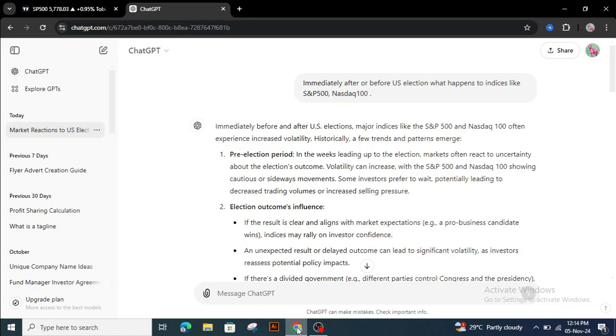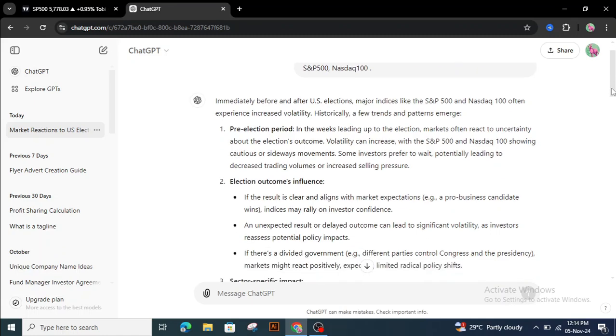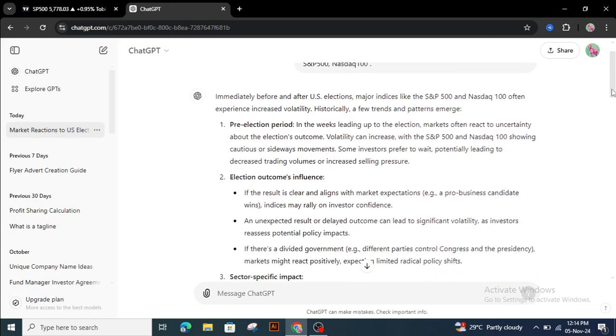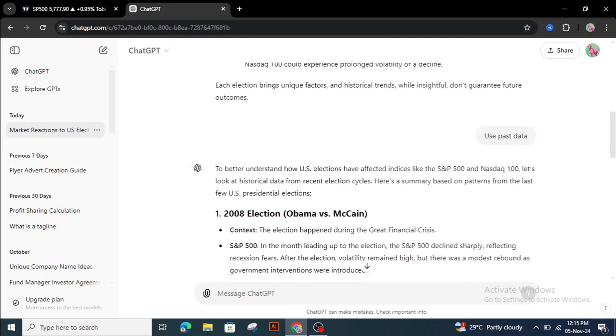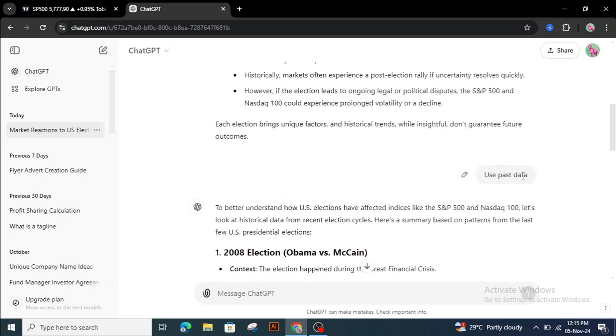So here, this is the question I asked ChatGPT. I said, immediately after or before the US election, what happens to indices like the S&P 500 and Nasdaq? Because my intention is to trade US stocks. ChatGPT started giving me all this information, and I don't want it. I want ChatGPT to give me the information based on what happened to this market in the past. So I changed the question and said, use past data.